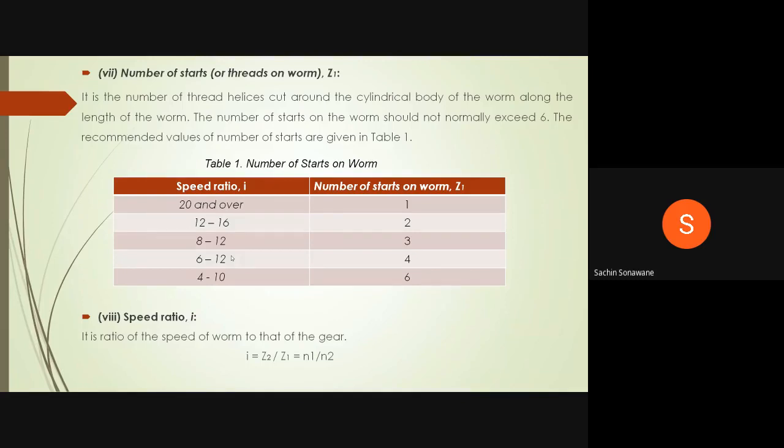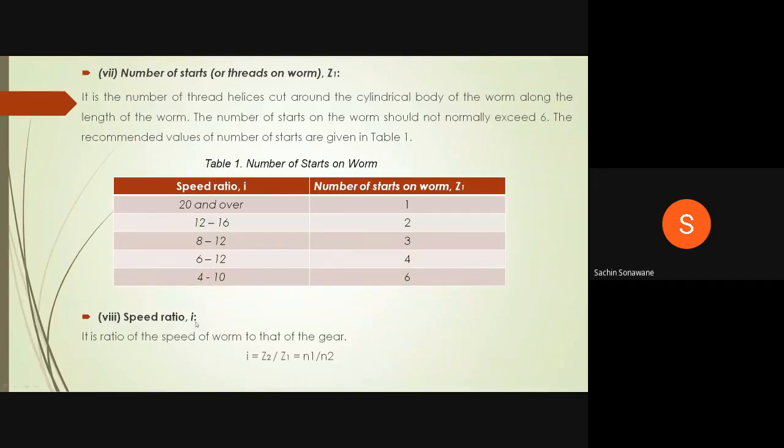Table 1, number of starts on worm. In one column, speed ratio i is there. In the second column, number of starts on worm Z1 is there. Therefore, for 20 and over, number of starts is 1. For speed ratio i equal to 12 to 16, number of starts is 2. 8 to 12, 3. 6 to 12, 4. 4 to 10, 6.